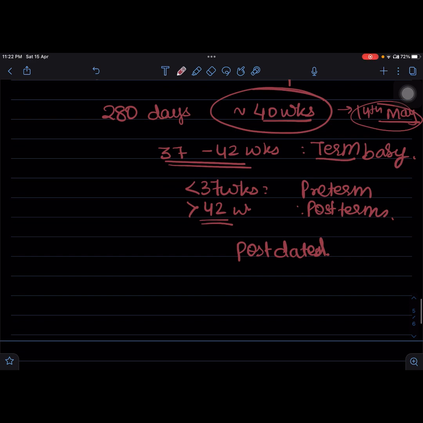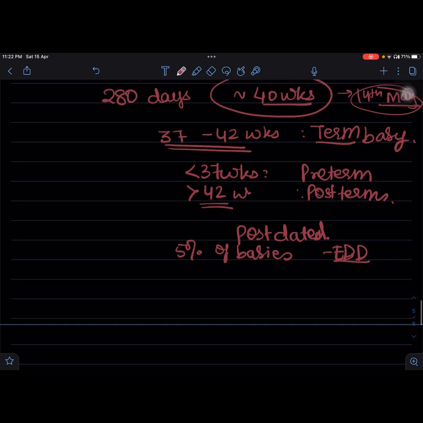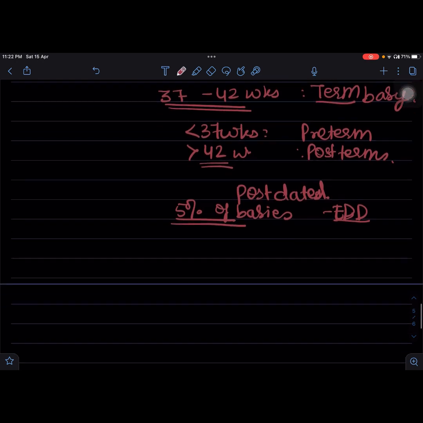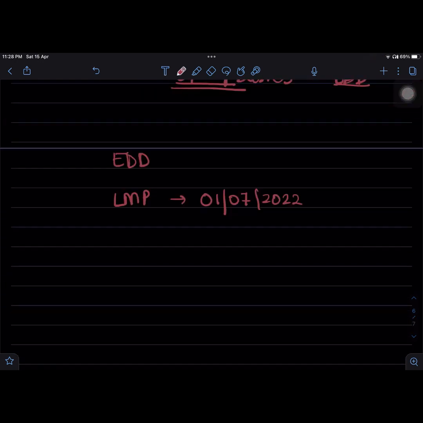I'm just saying only 5% of babies deliver on the expected date of delivery. You can have your miracle before that or after that. It is very much okay. You just need to be in touch with your obstetrician, and in case it goes beyond EDD, do not panic. That is all that I wanted to emphasize over here. So only 5% of babies deliver on EDD. Okay, so coming to the topic on hand.